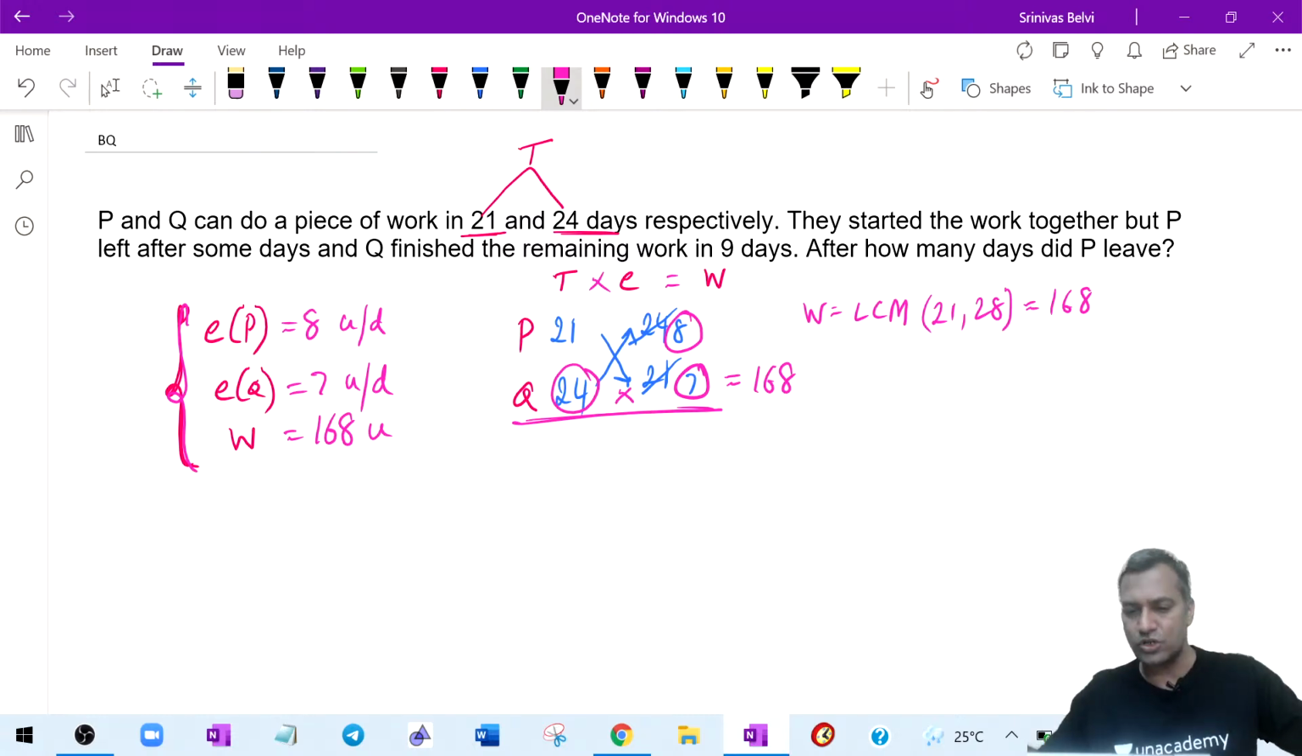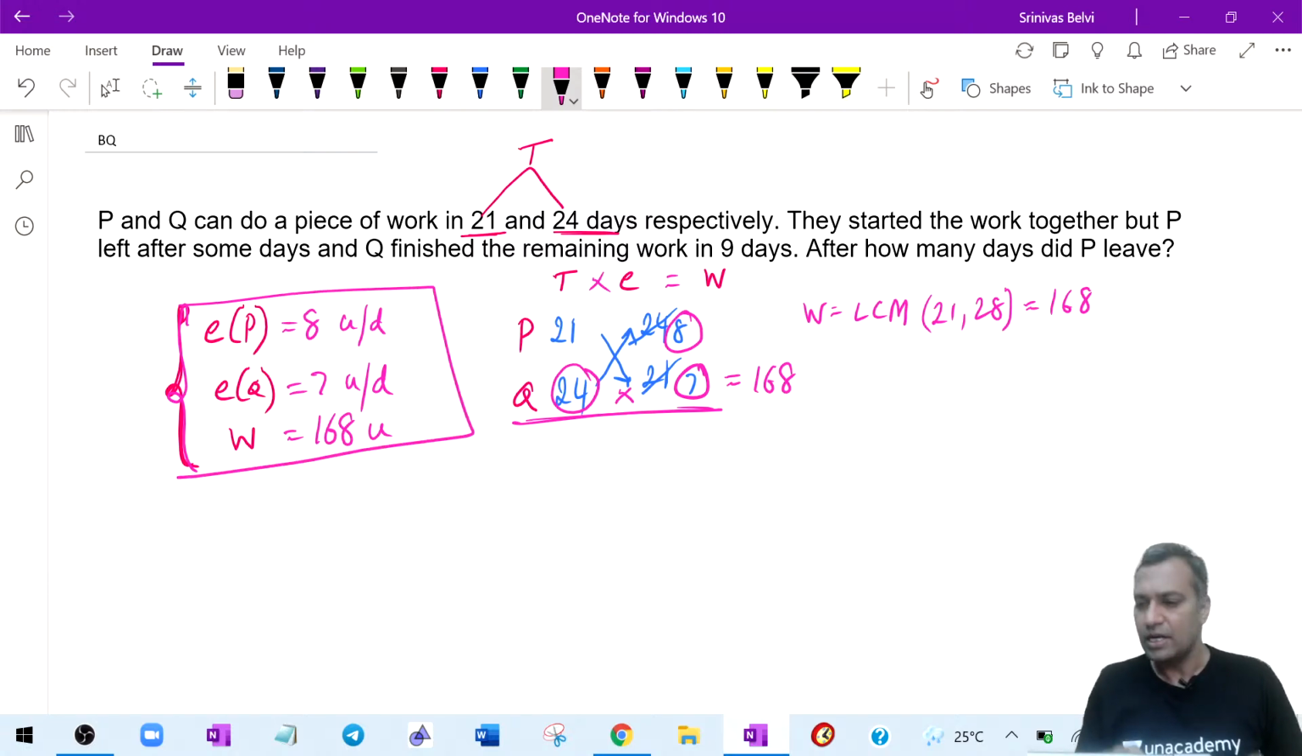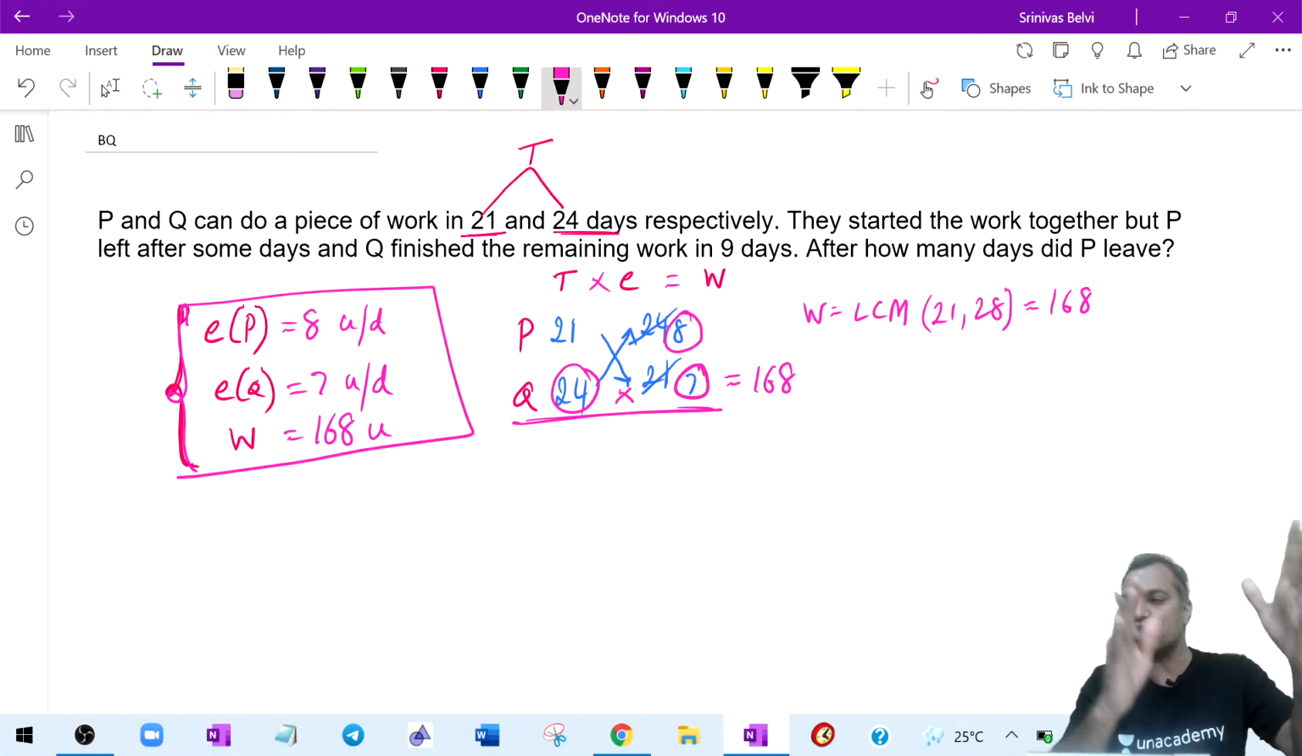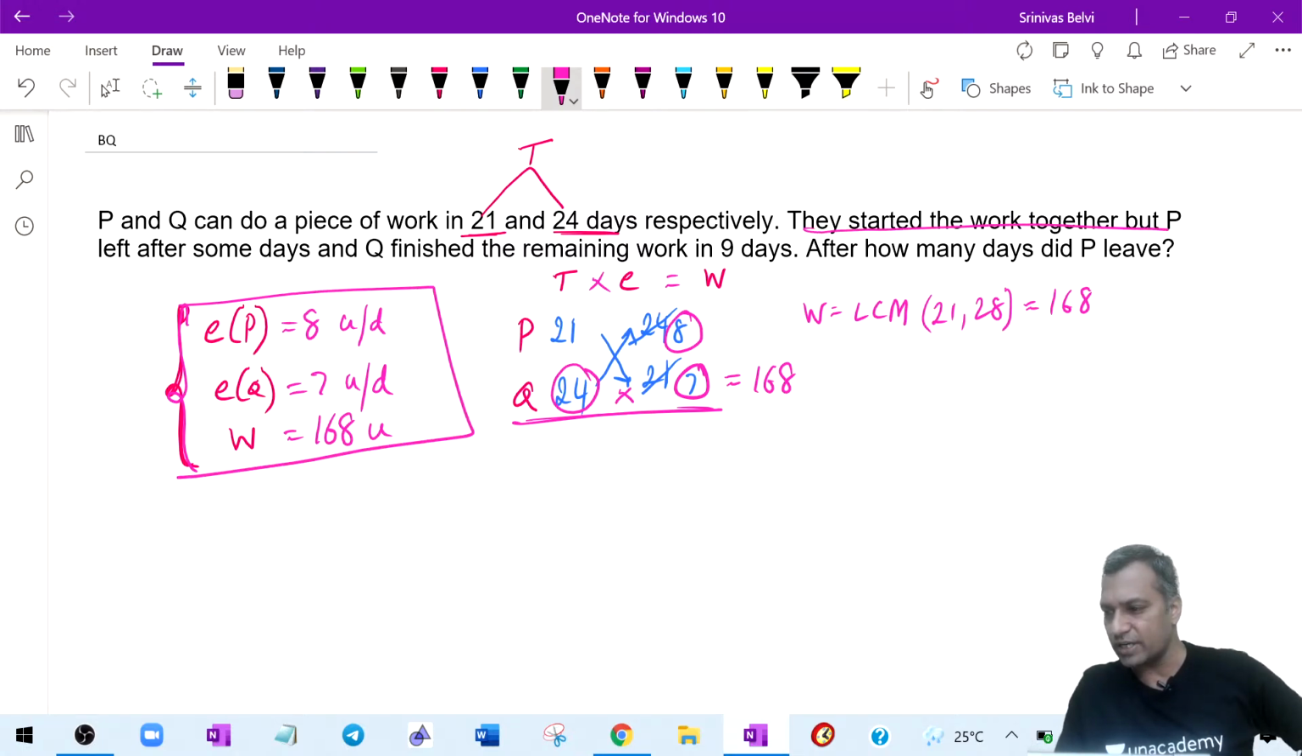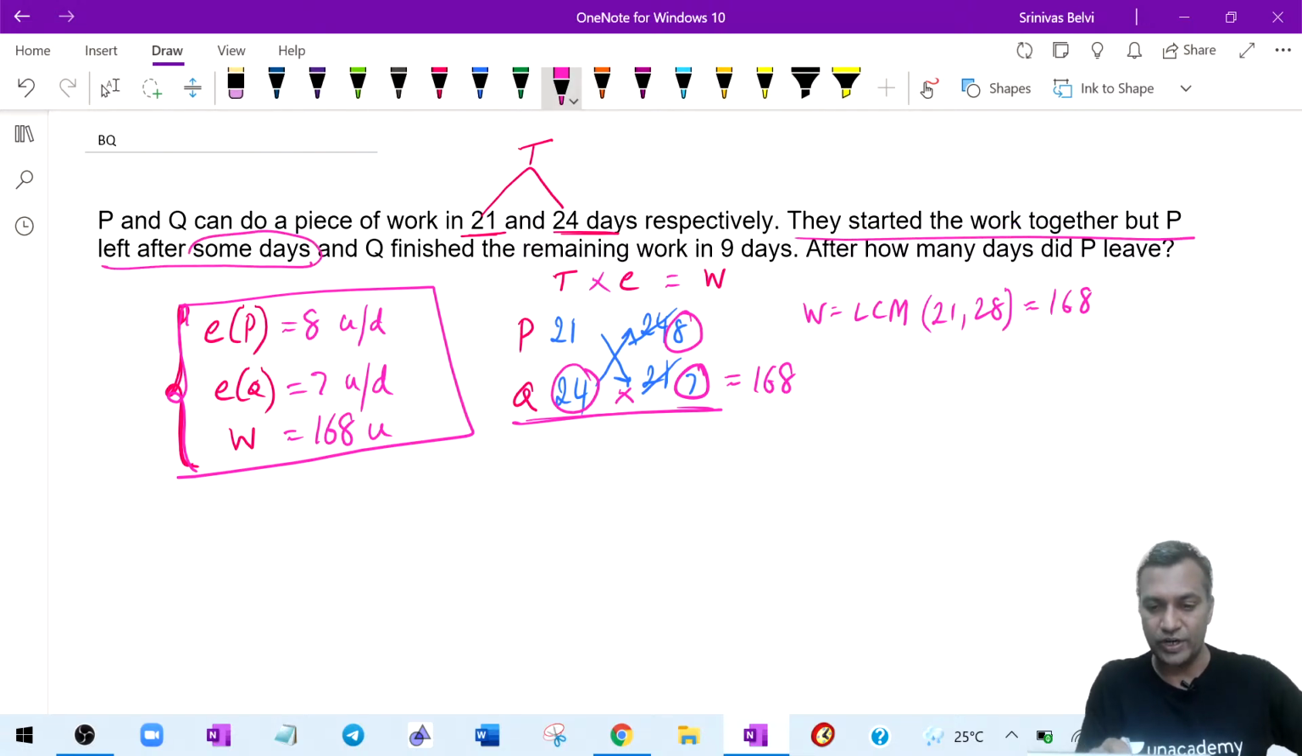Fair enough. Nuts and bolts are ready. This chart is the nuts and bolts. Now follow the narration, follow the storyline. They started working together, but P left after some days. We don't know, the word is some. After some days, Q finished the remaining work in 9 days. Let me first finish the last 9 days.